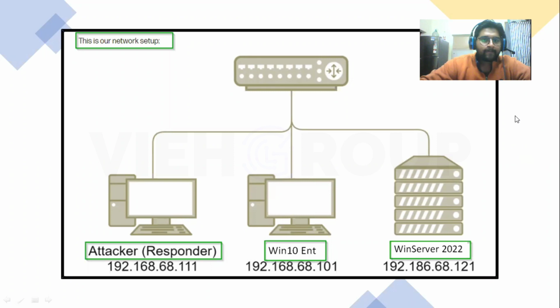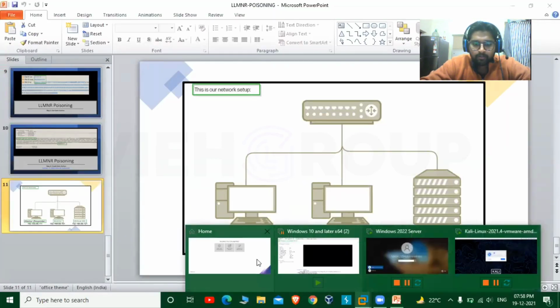Before going further, I would like to explain the actual setup of the network that I have prepared in my lab to demonstrate this attack. On our network, we have an attacker machine running the responder, which is a Kali machine. Secondly, as a victim machine, we have a Windows 10 Enterprise virtual machine. We also have a Windows Server 2022, the latest version of the server, serving this client machine. So let's see how this attack actually works.